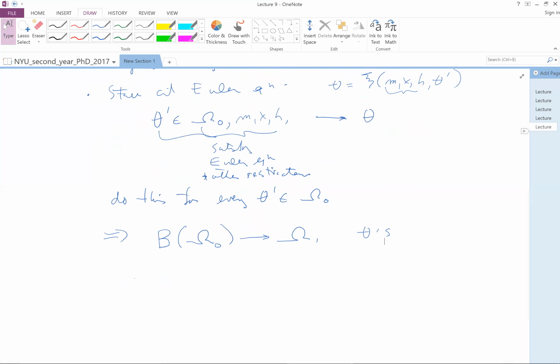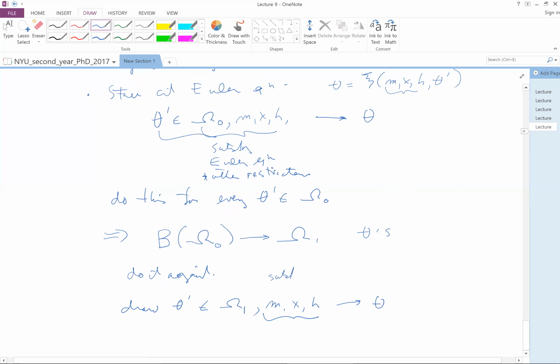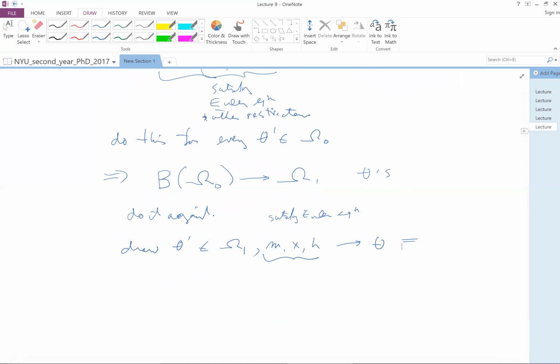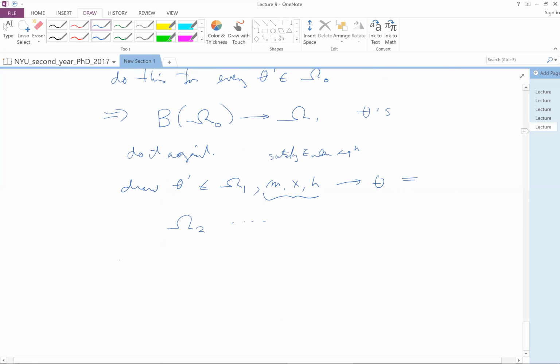And then now we're going to do it again. Draw theta prime from omega 1 now, with m, x, h that satisfy those things, and get a theta, again satisfying the Euler equation. And build up a new set, omega 2, and so on. And now what we're going to do is we're going to hope and pray.